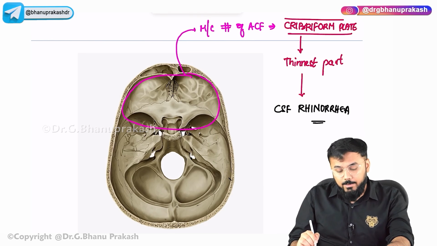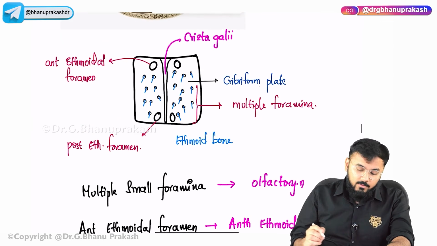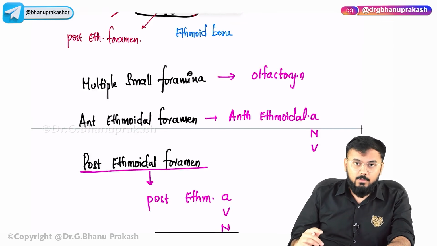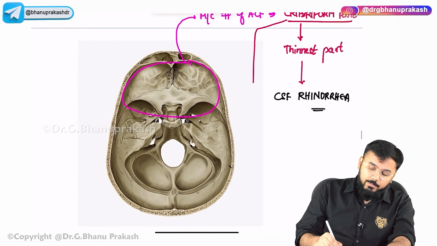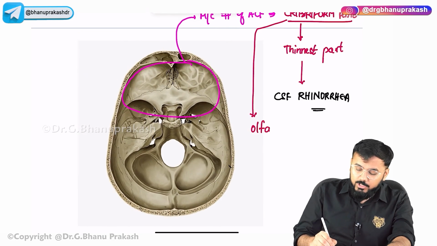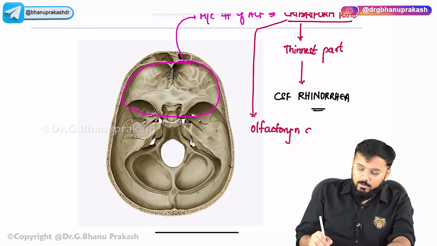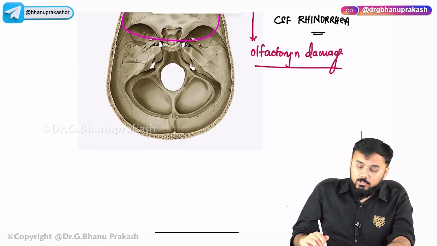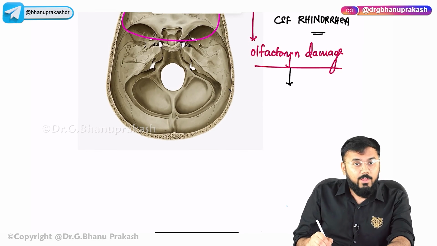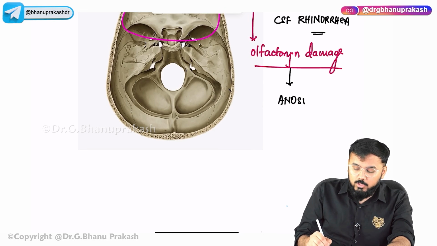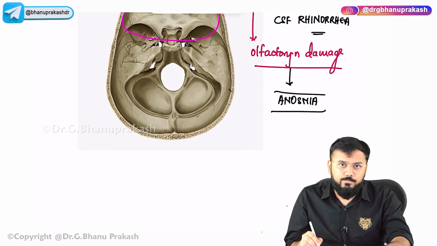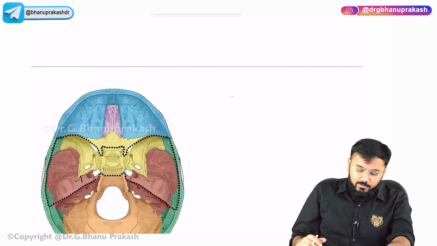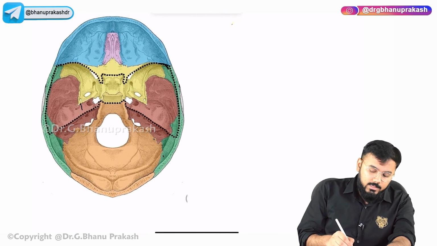Now when the cribriform plate is damaged, for example, if this plate is damaged, what will happen? Multiple small foramina will be disrupted. That would lead to which nerve damage? That is olfactory nerve damage. Once the olfactory nerve is damaged, will the patient have olfaction? No. That would lead to what? Anosmia. Patient cannot smell things. Okay, loss of olfaction or anosmia. Clear? Now after that we will discuss another cranial fossa, that is this part.